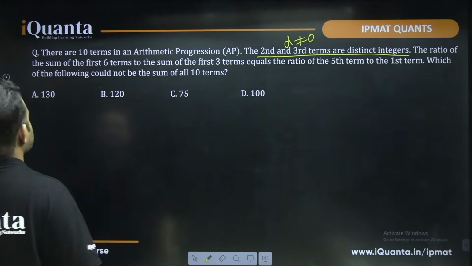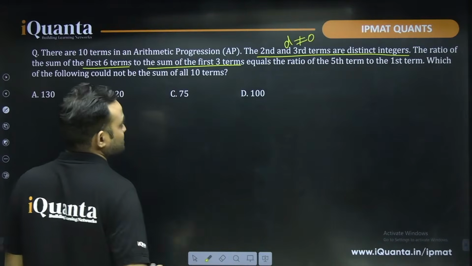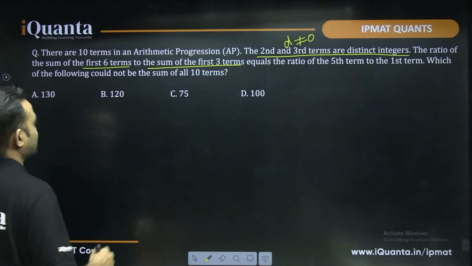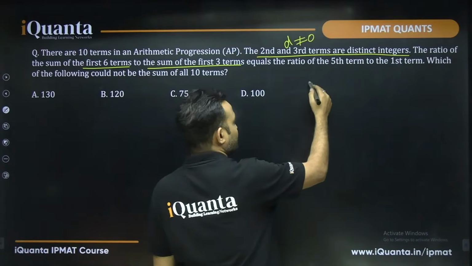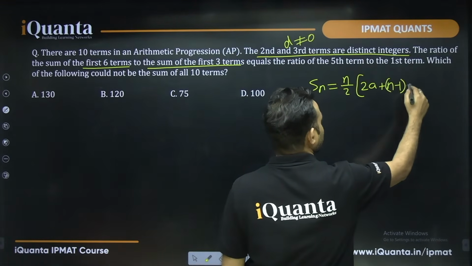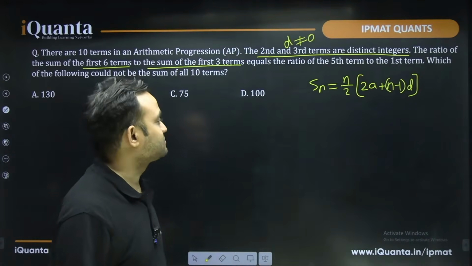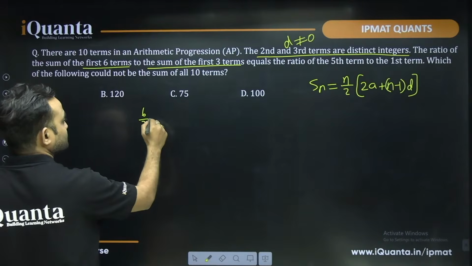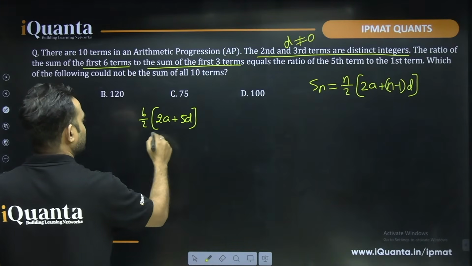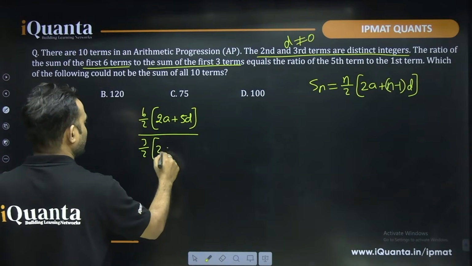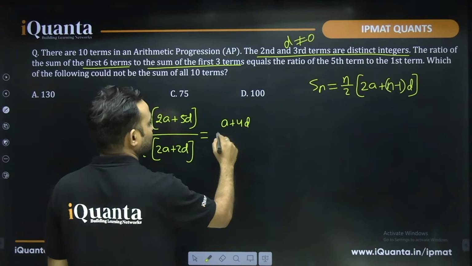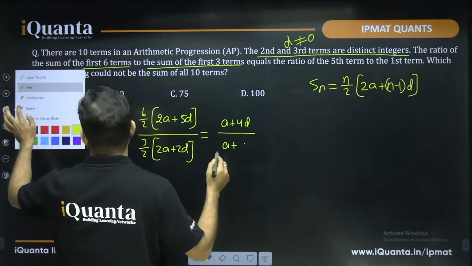The ratio of the sum of the first 6 terms to the sum of the first 3 terms equals the ratio of the fifth term to the first term. Which of the following could not be the sum of all 10 terms? Sum of first n terms is equal to n/2 times (2a + (n - 1)d). Right? This is the sum of first n terms. Sum of first 6 terms, 6/2 into (2a + 5d), divided by 3/2 (2a + 2d), is equal to the fifth term, so a + 4d, divided by the first term a, only a, not d.